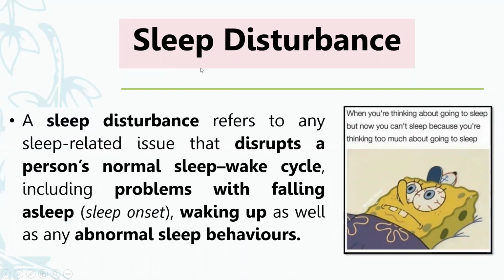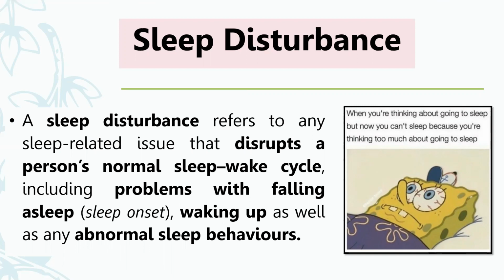Okay, so the first thing we're doing is looking at what a sleep disturbance is. The name of this chapter is Sleep Disturbances, so we need to know how to define that. A sleep disturbance is basically any kind of sleep-related issue, and the main idea is in the word itself. A disturbance is something that disrupts your sleep. It doesn't just disrupt your sleep, it actually disrupts your sleep-wake cycle.